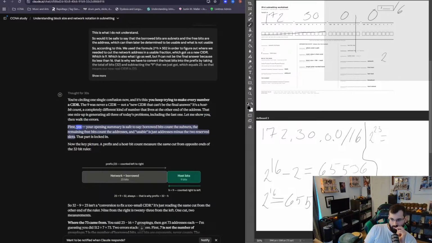First, yes, your opening summary is safe to say. Borrowed bits count the subnets, the remaining free bits count the addresses, and usable is just addresses minus the 2 reserved slots. That part is locked in.